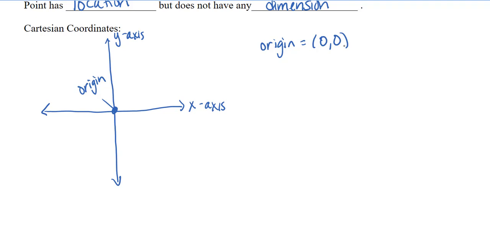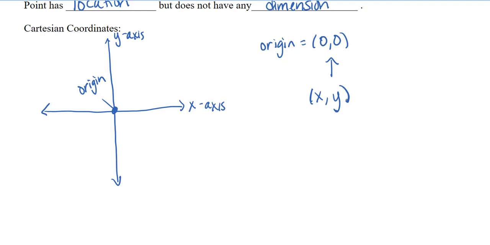So when we say this, we're looking at x and y. It tells us the location of where it is on the x-axis, and it tells us where it is on the y-axis. So that's how it is. So you have these parentheses, x, comma, y, whatever those numbers are.